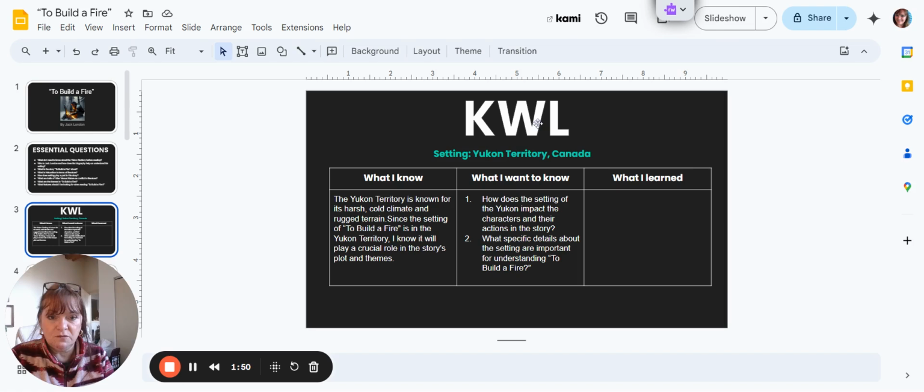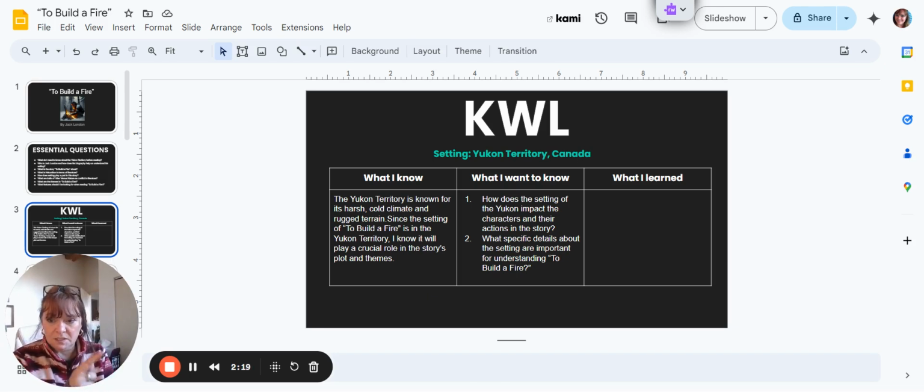Might have been a while since you did a KWL chart. What I know, what I want to know, what I learned. And so the what I know part, I want you to know that the Yukon Territory is known for its harsh, cold climate and rugged terrain. And since the setting of To Build a Fire is in the Yukon Territory, I know it will play a crucial role in the story's plot and themes. So that's what you're going to know before you start reading.